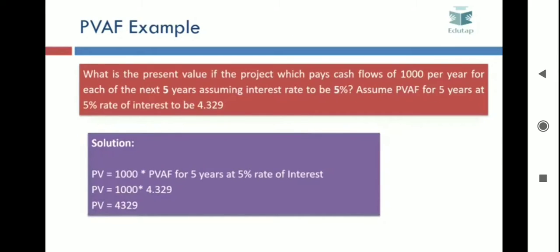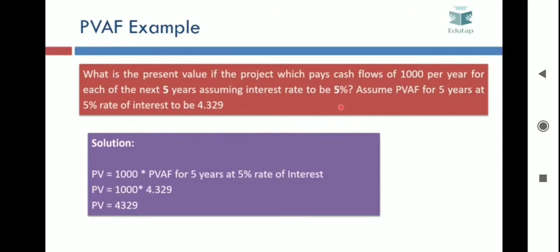Let's try to understand how we can use the present value annuity factor with an example. You have to find the present value of a project which pays a cash flow of 1000 per year for each year for the next 5 years, assuming the rate to be 5%. That is, you have to find the present value of annuity of rupees 1000. The interest rate is assumed to be 5% and the duration is assumed to be 5 years.